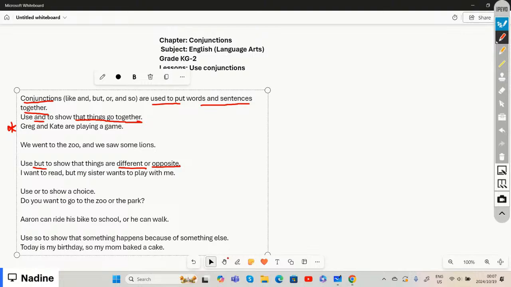If we look at an example, it says, I want to read, but my sister wants to play with me. So he may have to leave his reading and continue playing with his sister. It's doing something different than what he was doing, because now his sister wants to play and he's busy reading. But of course, we know how it is with younger siblings.